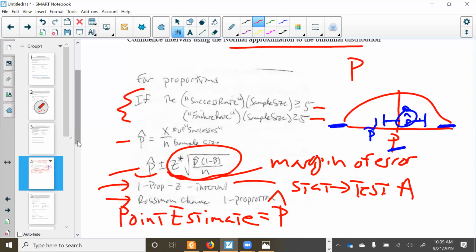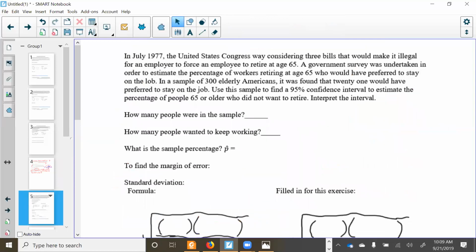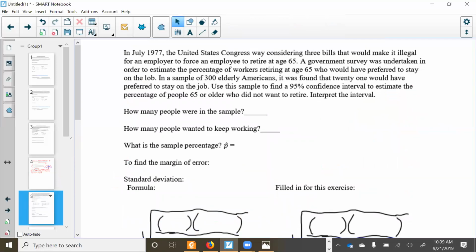Okay, so let's calculate a confidence interval. We'll do a little bit of the formula setup just so you see it, and then I'll show you how to use the applet. Okay, so this is back in '77. Came from an old stat textbook.